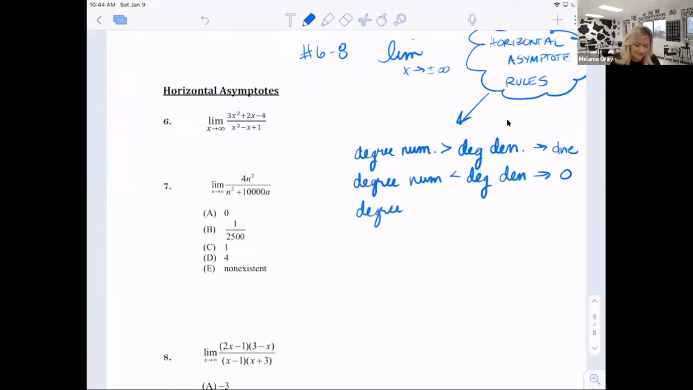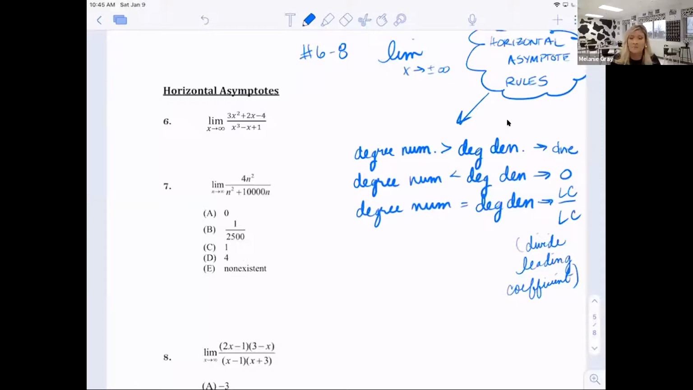And finally, if the 2 degrees are equal, the degree of the numerator is equal to the degree of the denominator, you're going to divide the leading coefficients. Now remember, the leading coefficient is the number in front of the variable with the highest exponent when your answer is written in standard form. So divide the leading coefficients, the leading coefficient of the numerator divided by the leading coefficient of the denominator. So let's look at some of those examples.